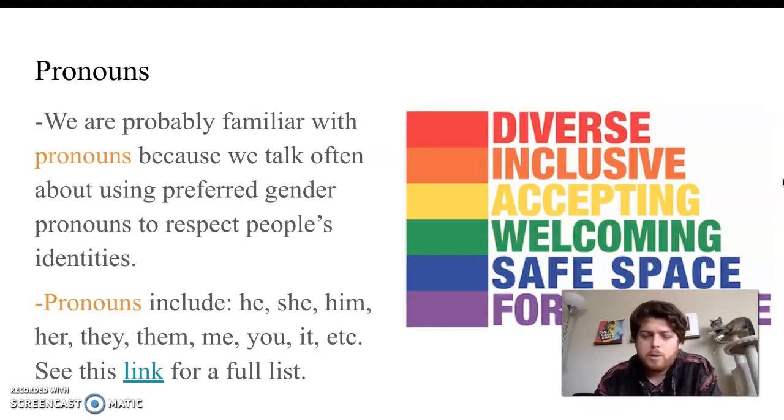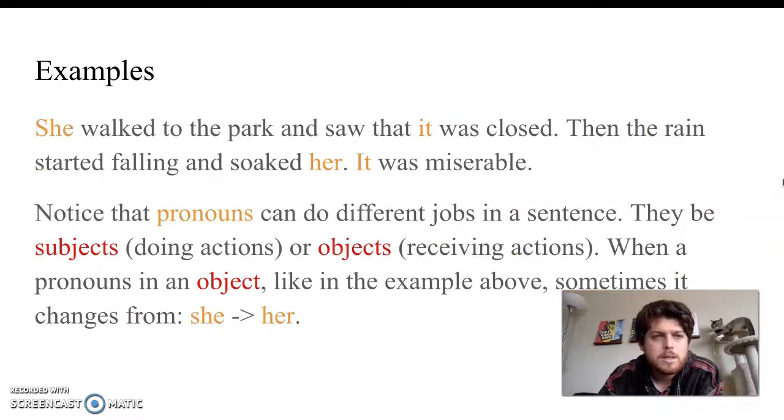Pronouns, you guys may be familiar with talking about pronouns because we discuss accepting all identities in class, and one of the ways that we show respect and acceptance of all identities is using preferred gender pronouns. Some people have a preference when it comes to when people talk about them. They want to be referred to as he, she, they, them, and that's one way of showing respect and acceptance of all people. So that might be ringing a bell for you. There's a list of common pronouns, and then there's a link to all of the pronouns on a cool visual that you can refer to as you're working on No Red Ink to identify pronouns in sentences.